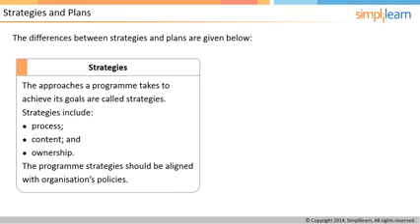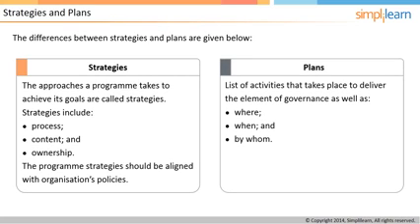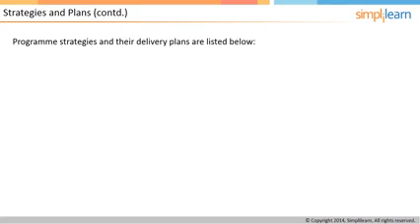Strategies define the approach of a program that it will take to achieve its goals. It includes the policies or processes, contents, standards, cycles, and responsibilities related to that particular governance theme. The program strategies should always be aligned with the organization's policies. Plans explain what activities will take place to deliver the element of governance, as well as where, when, and by whom. Once these strategies and plans are signed off, they become tools to address the organization's need for visibility and control. Let us continue our discussion on strategies and plans in the next screen.